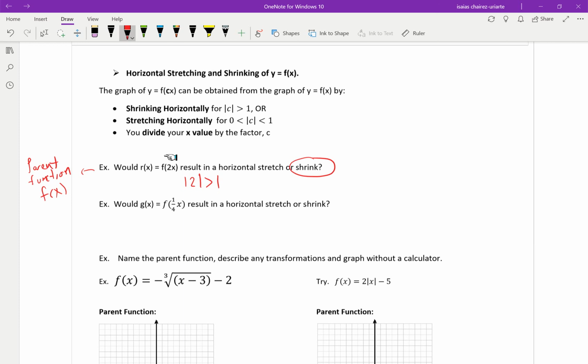Now, let me think about this other function. So the parent function is f of x, and then we created a new one by multiplying the inside by 1/4. Now, since the 1/4 is less than 1, we're dealing with a horizontal stretch. So be careful with this. It's maybe a little bit counterintuitive. If the value is less than 1, you are stretching. If the value is bigger than 1, you are compressing, you're shrinking.